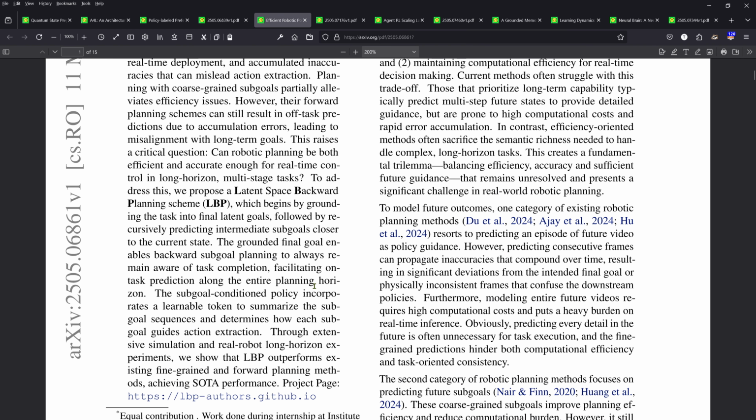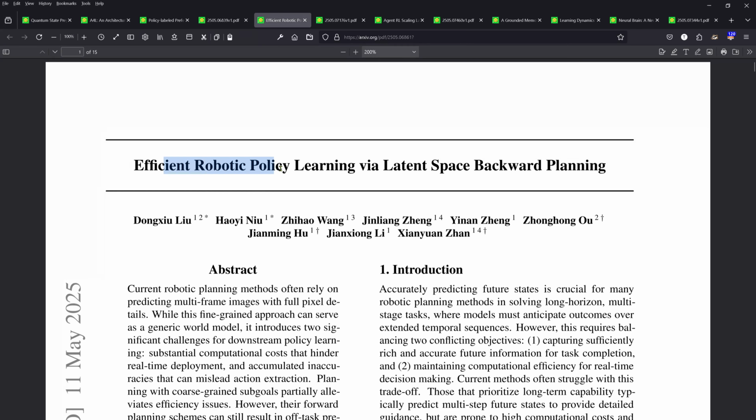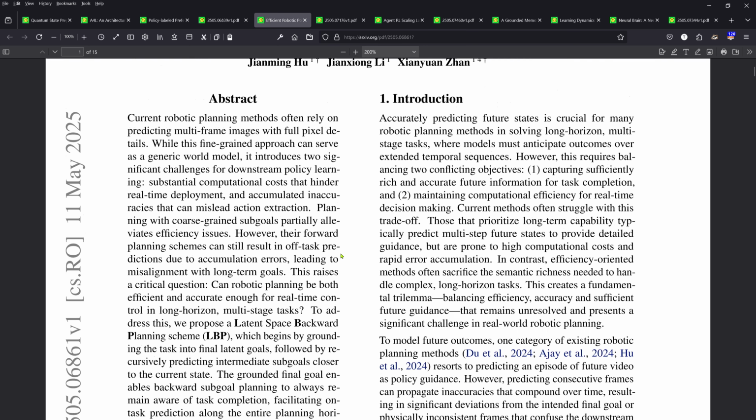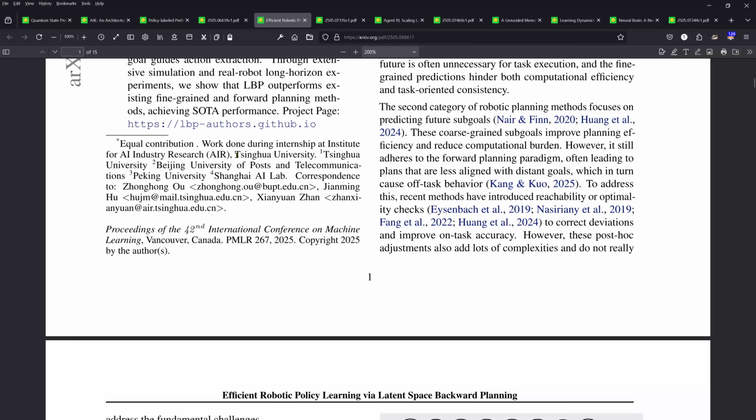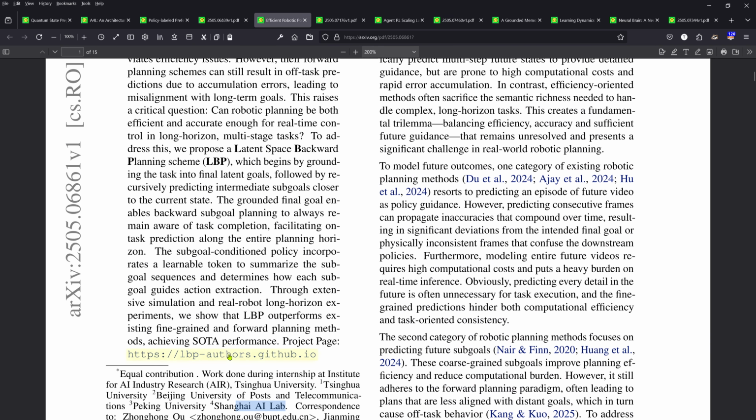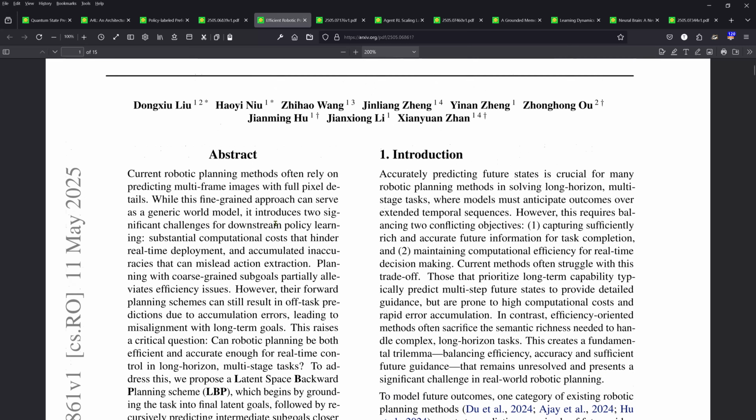So we have here a brand new study. This is called Efficient Robotic Policy Learning via Spatial Backward Planning. And this is done here by the researchers of Tsinghua University, Peking University, and Shanghai AI Labs. Beautiful study. You have a GitHub repo available for you.